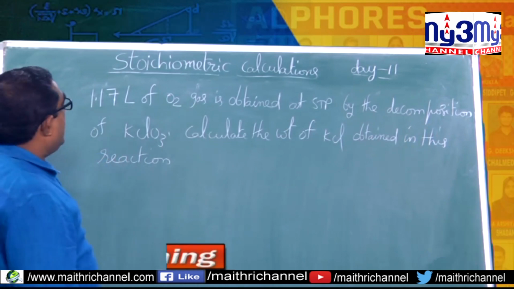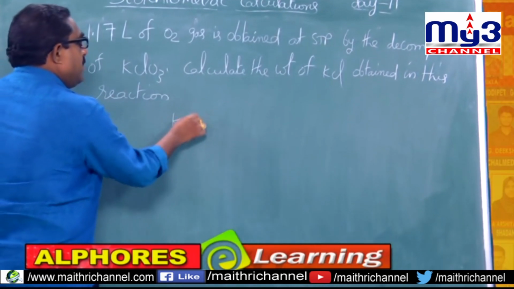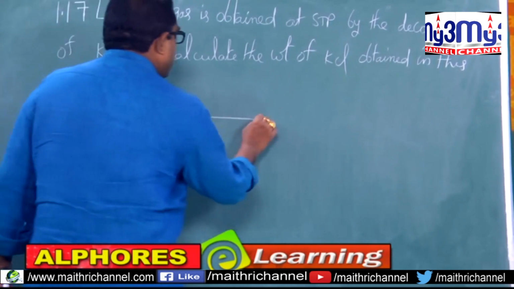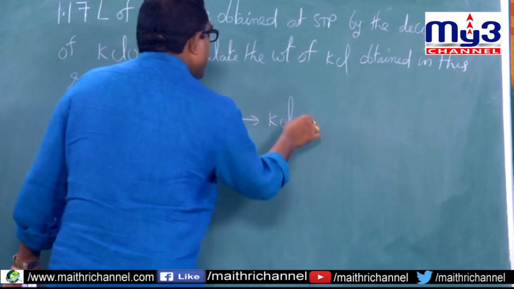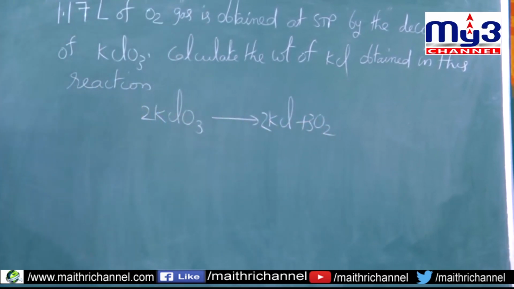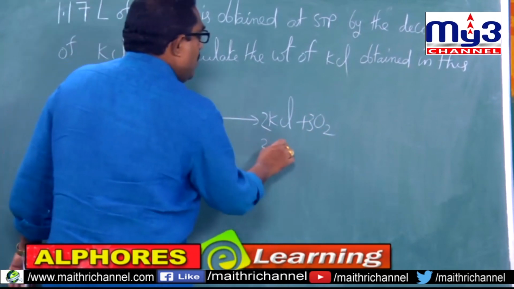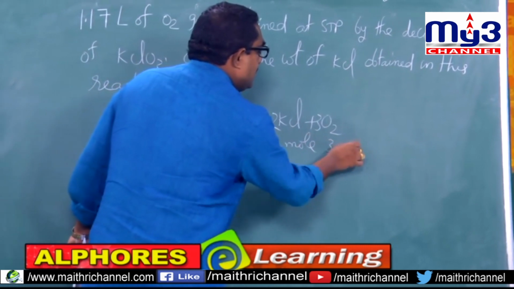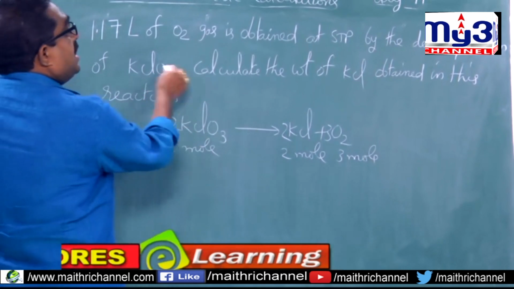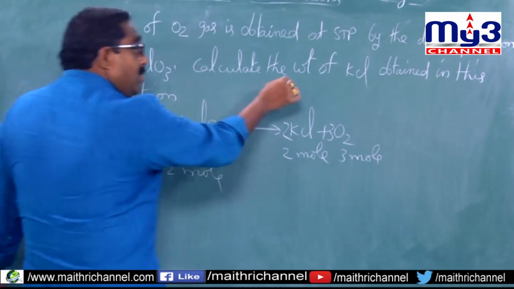Now, let me explain how to solve this question. First of all, we have to write the balanced chemical equation for the decomposition of potassium chlorate. Potassium chlorate always on decomposition gives potassium chloride and oxygen gas. So, this is the balanced chemical equation we know: 2 moles gives 2 moles and 3 moles oxygen. Here potassium chlorate, no problem, simply you can write 2 mole, and he is asking for potassium chloride mass.